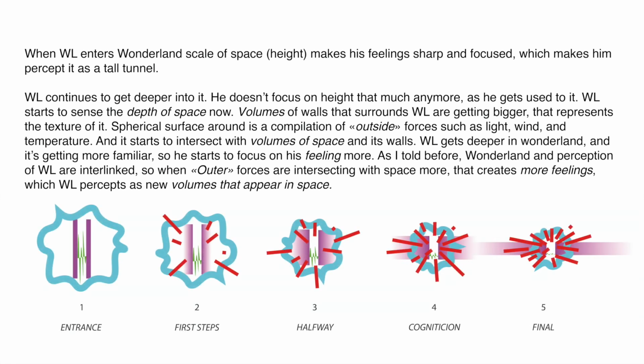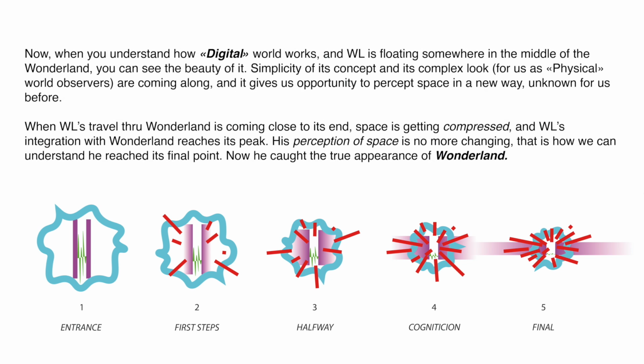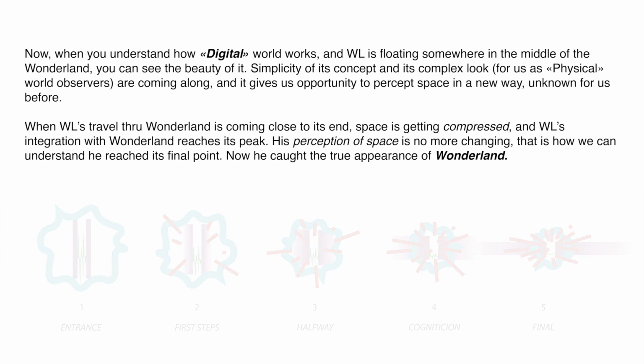WL gets deeper in Wonderland, and it's getting more familiar, so he starts to focus on his feelings more. As I told before, Wonderland and the perception of WL are interlinked, so when outer forces intersect with space more, that creates more feelings, which WL perceives as new volumes that appear in space. Now, when you understand how the digital world works, and WL is floating somewhere in the middle of the Wonderland, you can see the beauty of it.